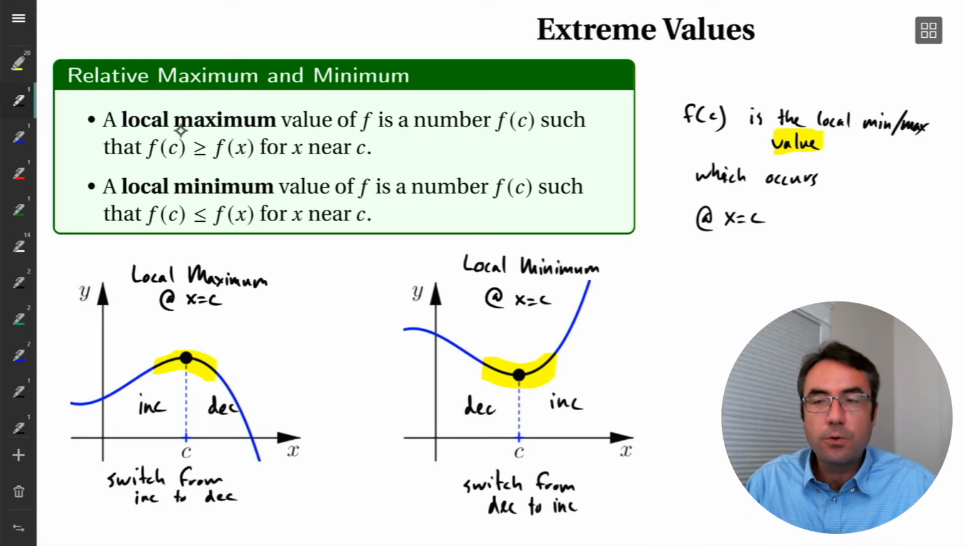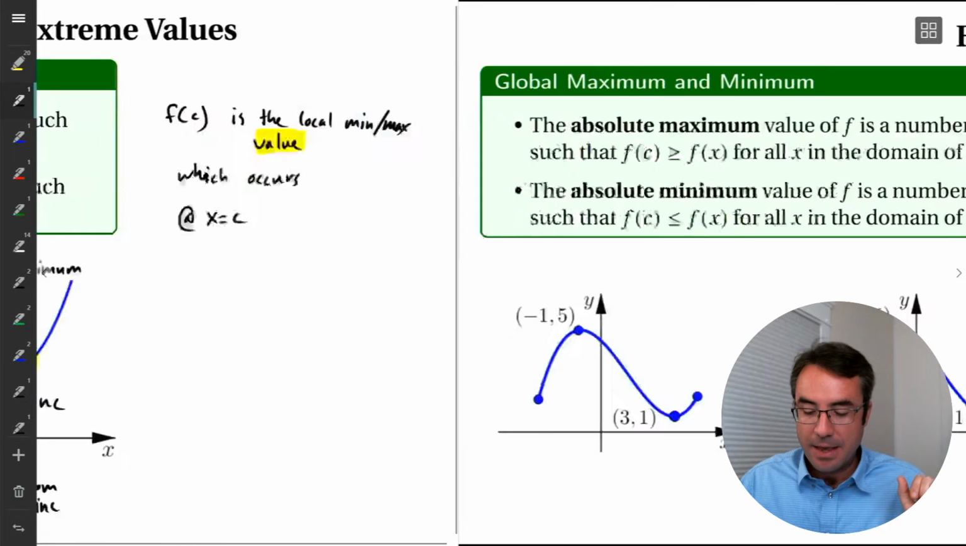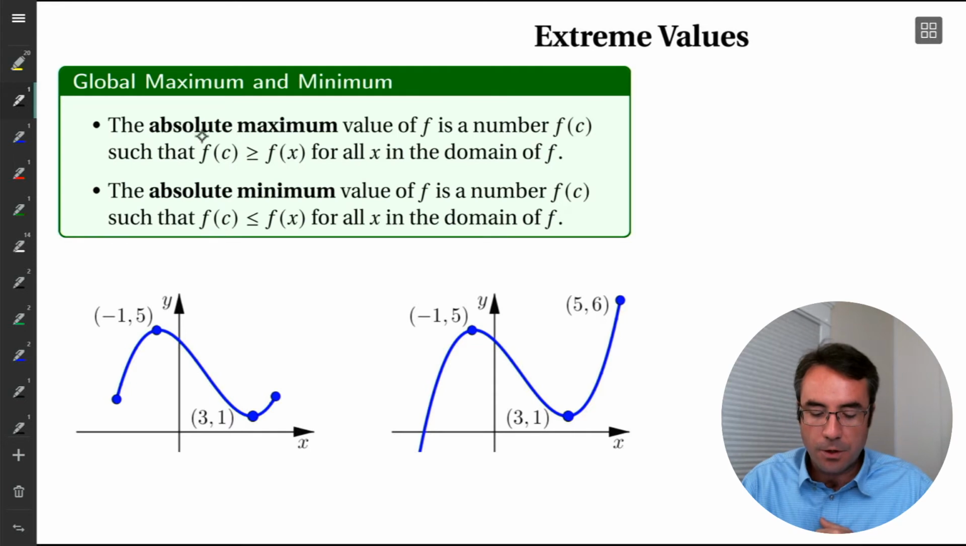All right, so this is for local maximums and local minimums. These are like mountain peaks or low points, but there might be other mountain peaks out there, or other low points out there. And so we're also going to be interested in not just the high points, but the absolute highest point or the absolute lowest point. Sort of like the Mount Everest of mountain peaks on our graph. We call these the global maximums and global minimums, or absolute max and absolute min. So these are essentially the highest point on our graph or the lowest point on our graph.